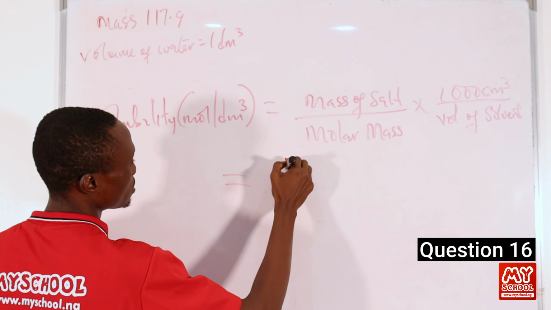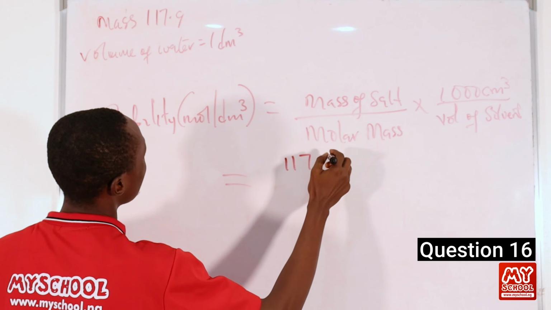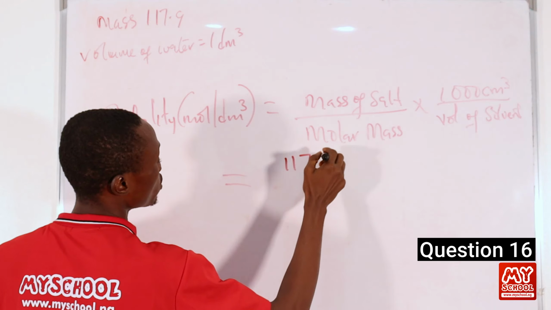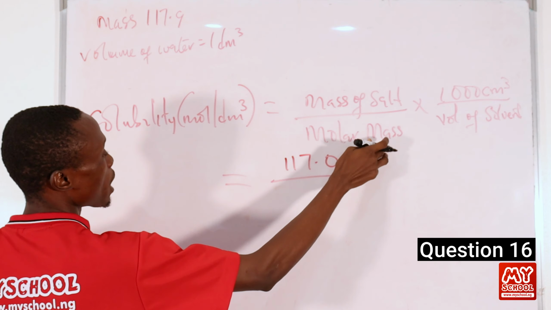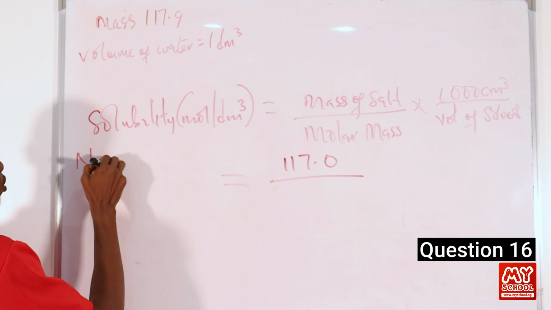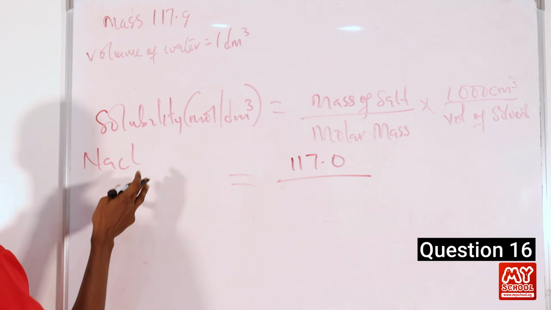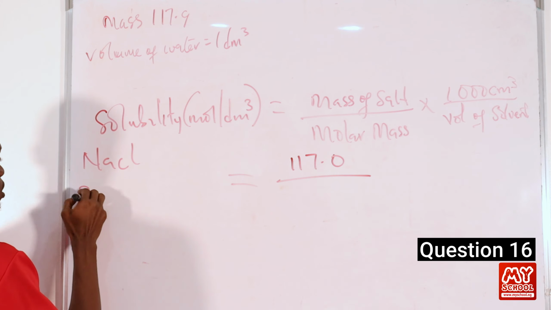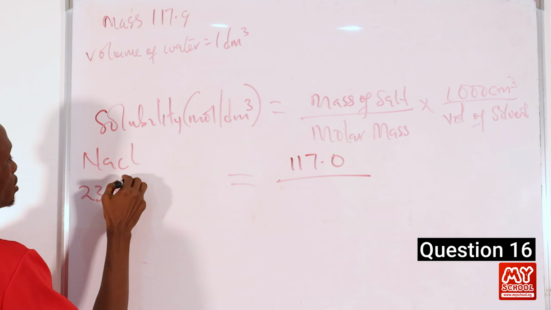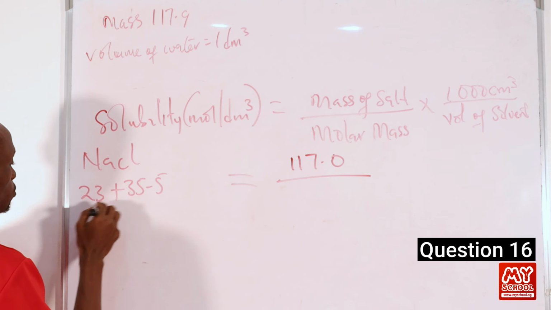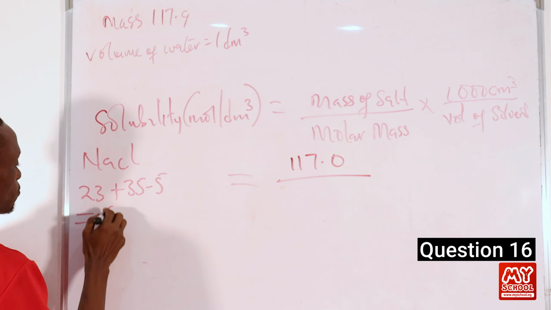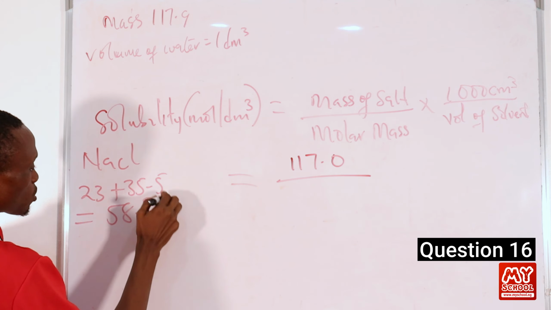So mass of salt is 117.0 over molar mass of sodium chloride. Of course, sodium chloride is the salt. The molar mass of sodium chloride is, sodium is 23, then chlorine is 35.5. If we sum this up together, that will give us 58.5 grams per mole.